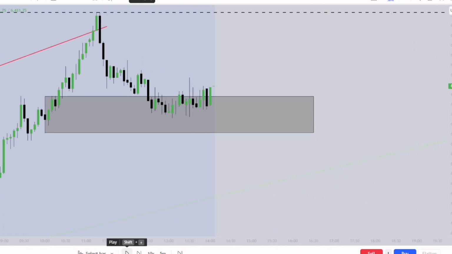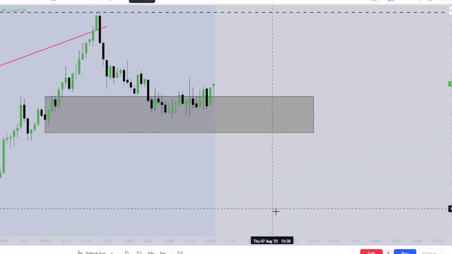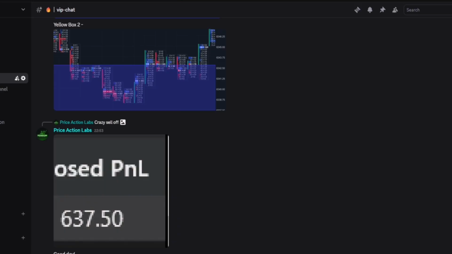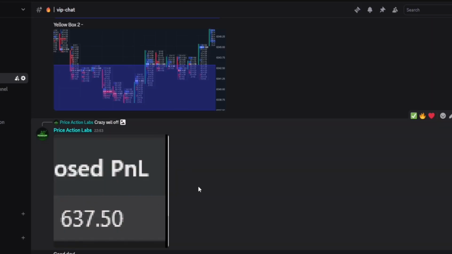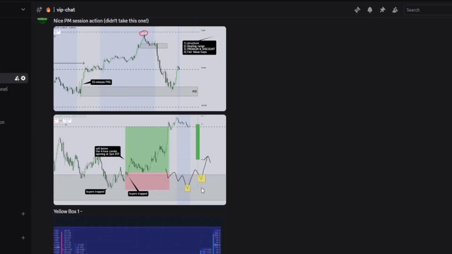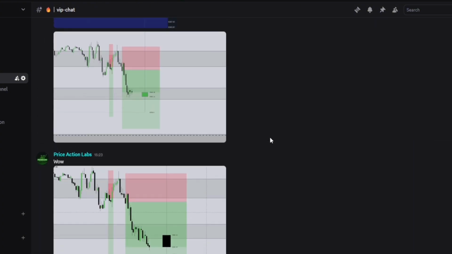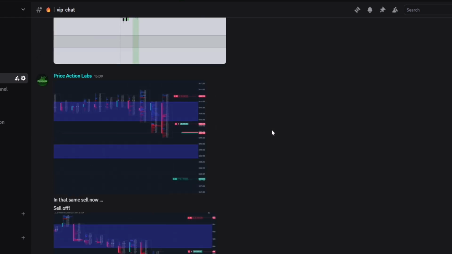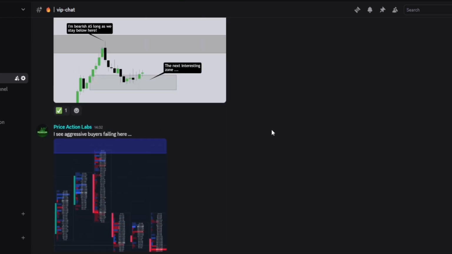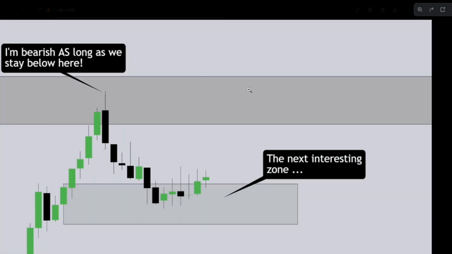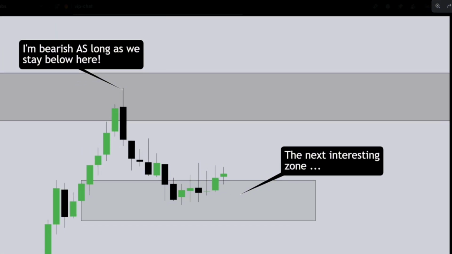So understanding what's going on at key levels is the most important thing. If I head over to the Discord now, we're going over the $637 day. Let's go all the way back to the pre-market game plan. This was my pre-market game plan, and I'm saying to traders: as the market opens, I am bearish as long as we stay below this level, and I'm definitely bearish if we break below this level.